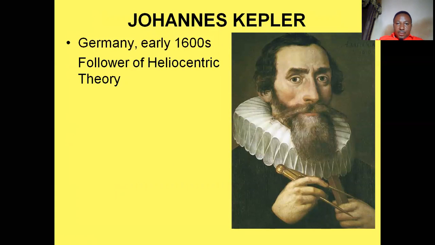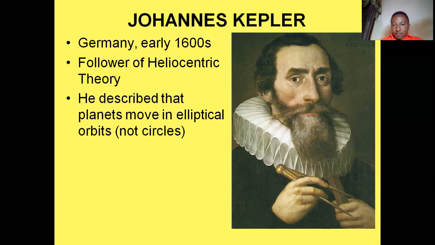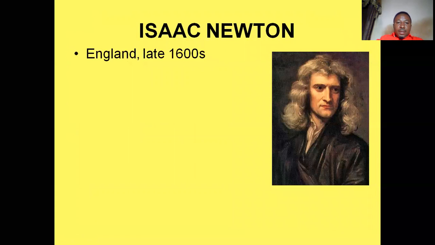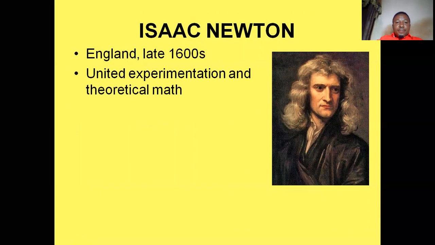Now, another guy that supported that idea, Johannes Kepler, worked and improved on Copernicus' idea. He's a German and was born in the 1600s. He was a follower of heliocentric theory. He described that the planets move in elliptical orbits, not in circles. Okay, he made little adjustments to Copernicus' theory. Now, the next one is Isaac Newton. He's an Englishman, born in the late 1600s.